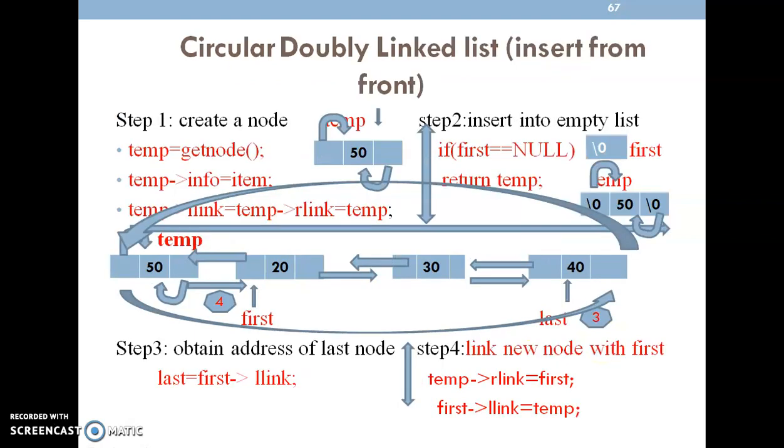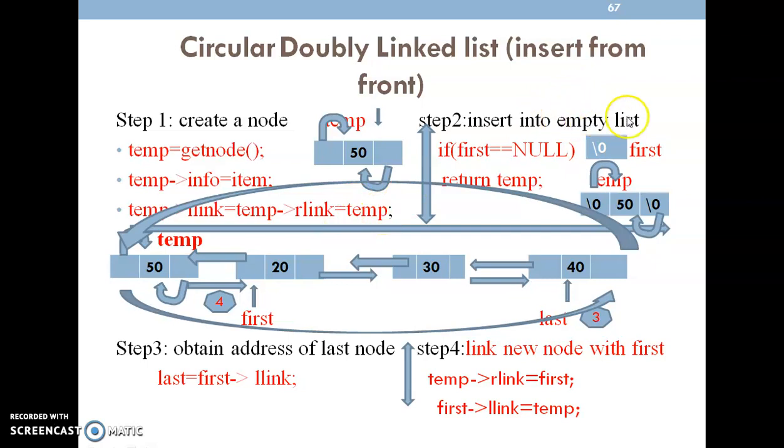Then the first operation is inserting an element from the front end. First, create a node using the get node function and assign a name to it. So temp node is created and you want to insert the item into it. temp pointer info equal to item. The 50 will be inserted. Earlier the left link and right link contained the null value, but now it is a circular linked list, so it will point to the same node. temp pointer left link and temp pointer right link are given to the same node, temp here.